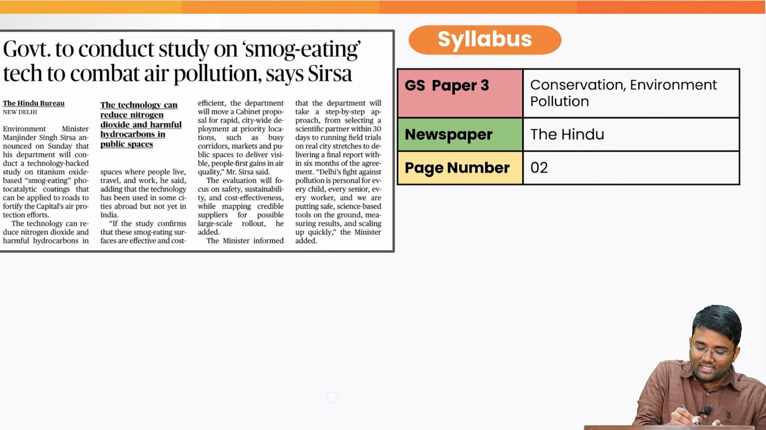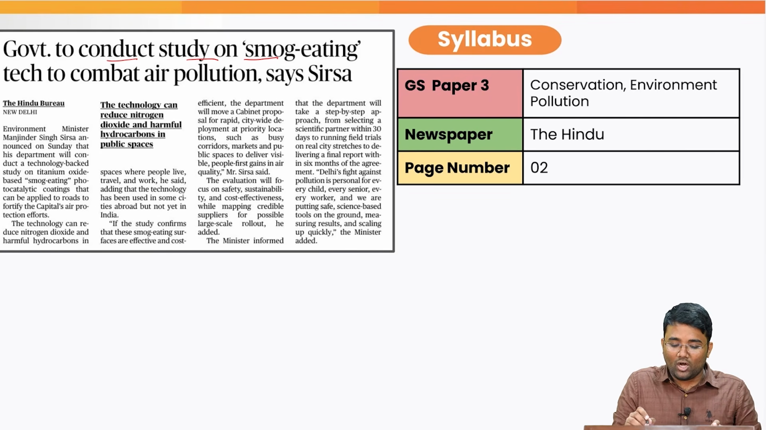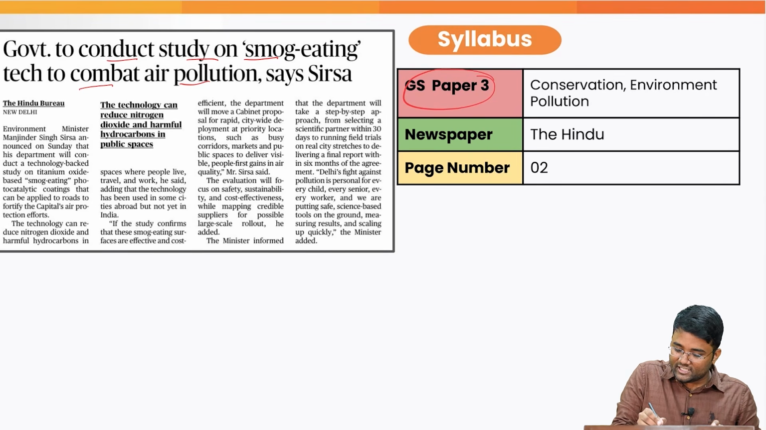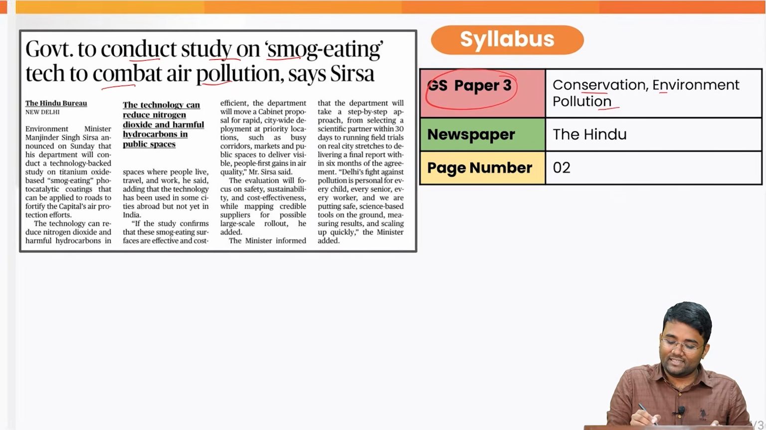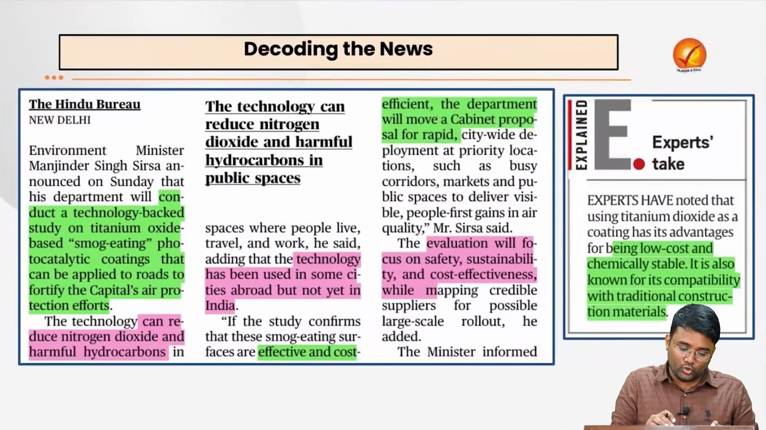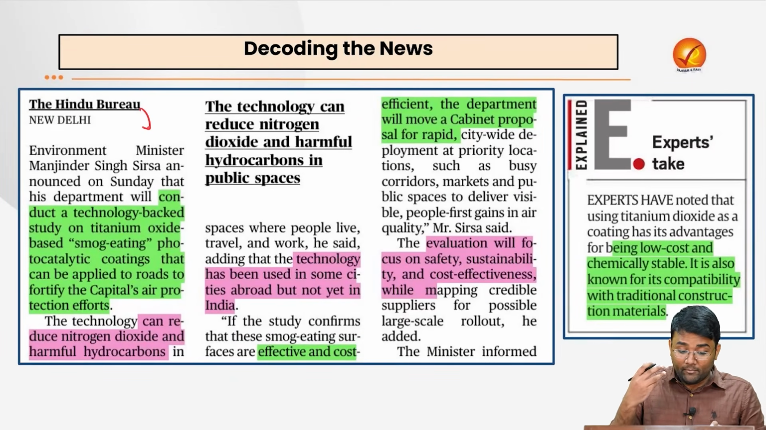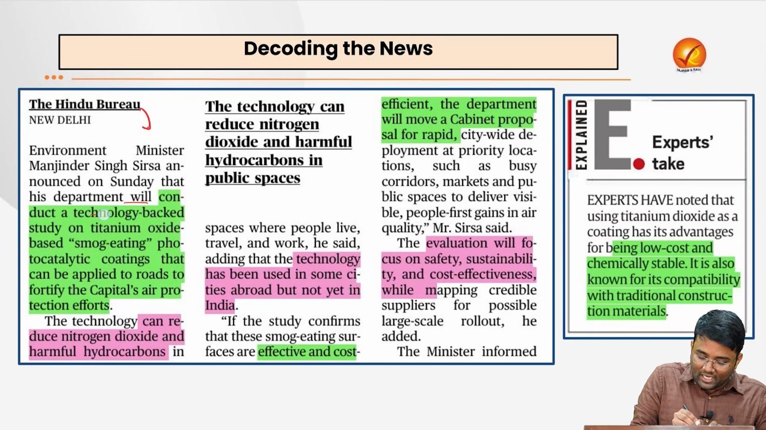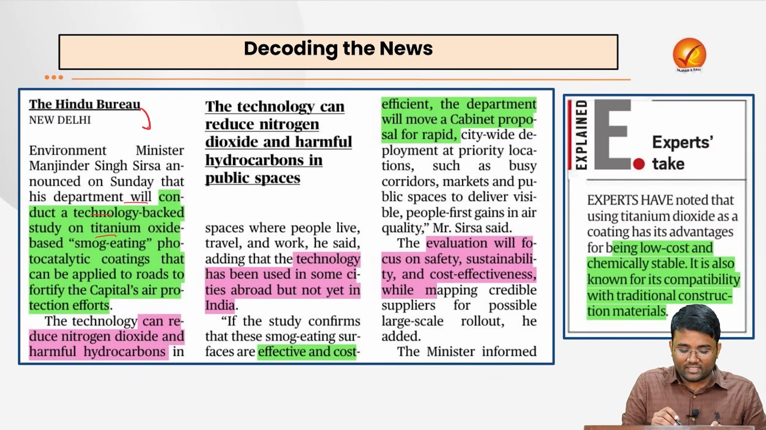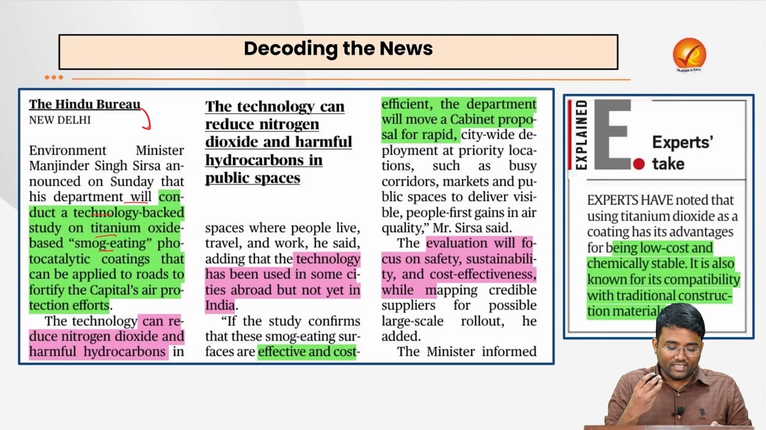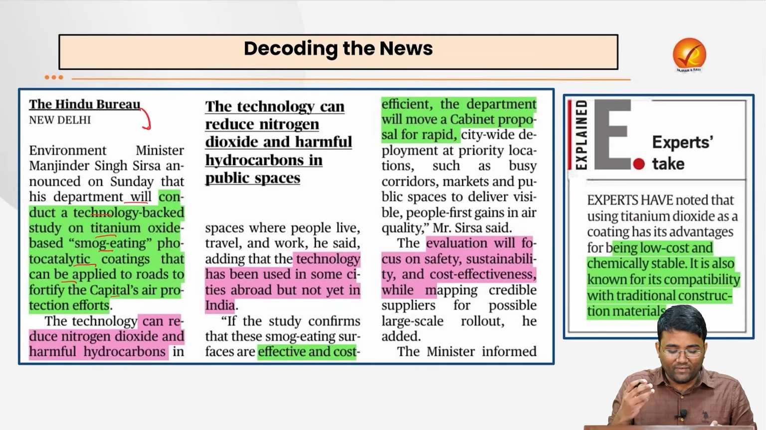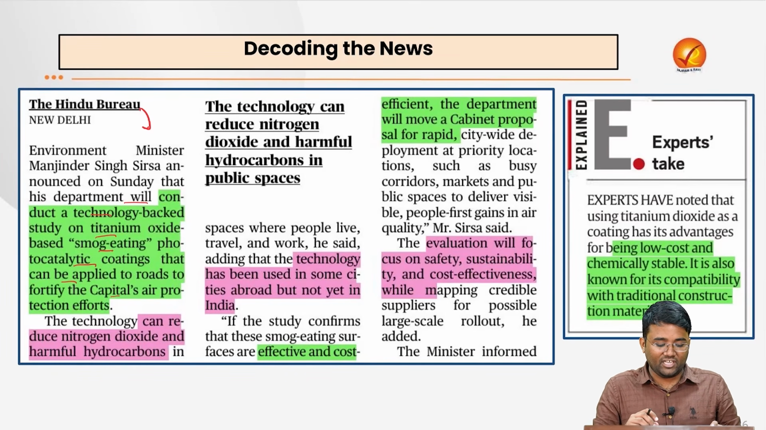Moving towards the next topic, that is, government to conduct study on smog eating technology to combat air pollution. This is related to your GS Paper 3, conservation, environmental pollution, and it has appeared in today's The Hindu, page number 2. The environment minister of the UT of Delhi said that his department will conduct a study on a technology backed by titanium oxide, also called smog eating photocatalytic coatings, that can be applied to roads to fortify the capital's air protection efforts.